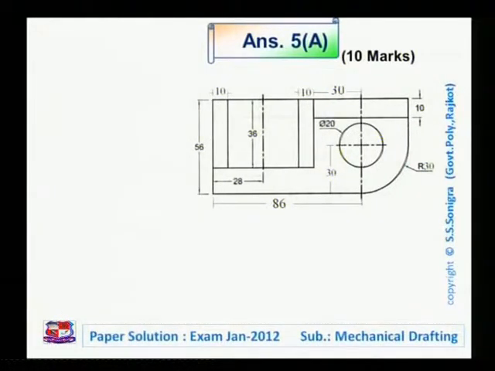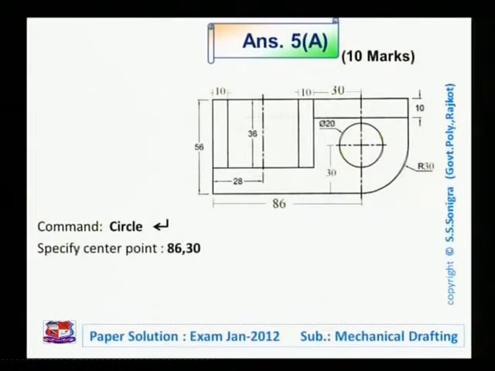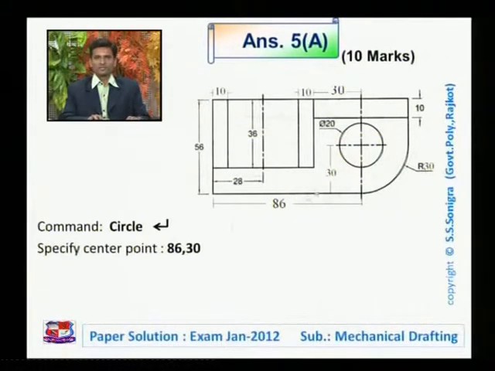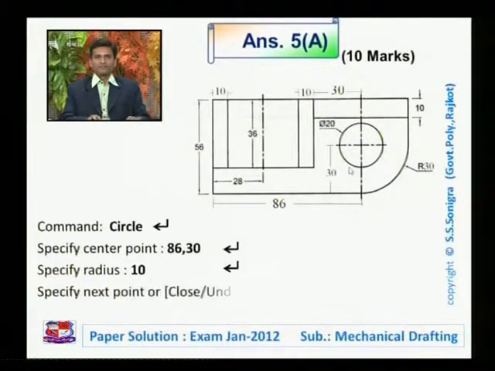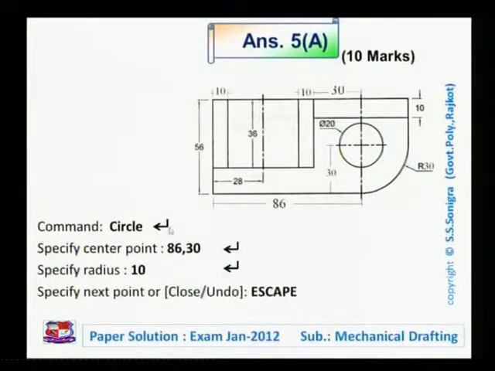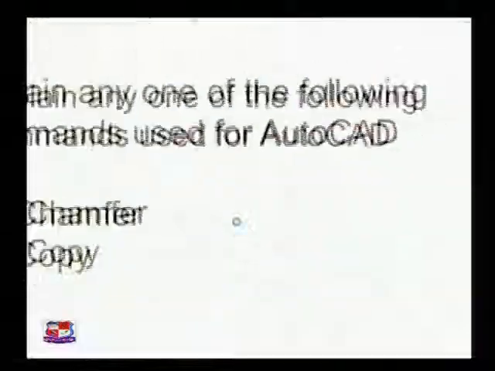Now to draw this circle, that is the last entity of the given problem, use command circle, enter, specify center point. The coordinate of the center point of the circle is 86 and 30. Enter, specify radius, that is 10 mm. Radius of this circle is 10 millimeter. Enter, specify next point and escape. So it will draw this circle. So till now we have drawn all this diagram with these commands, escape and enter.